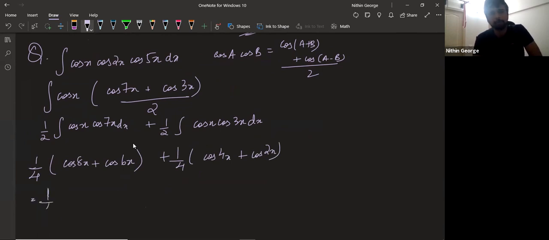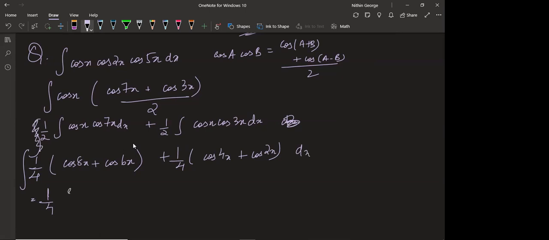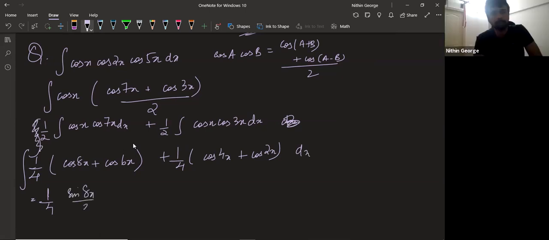Integrate cos x, what do you get? Integrate cos x, what happens? Sin 8x by 8. Exactly, sin 8x by 8 plus sin 6x by 6.